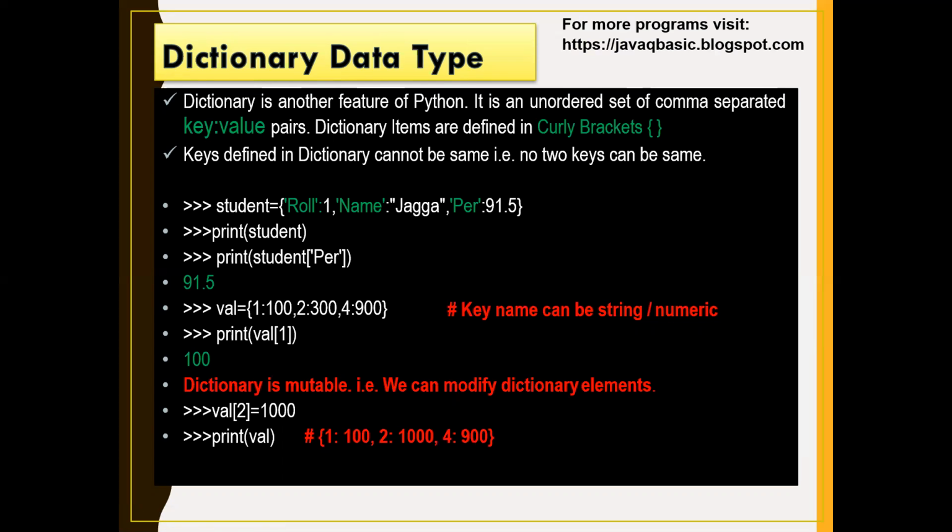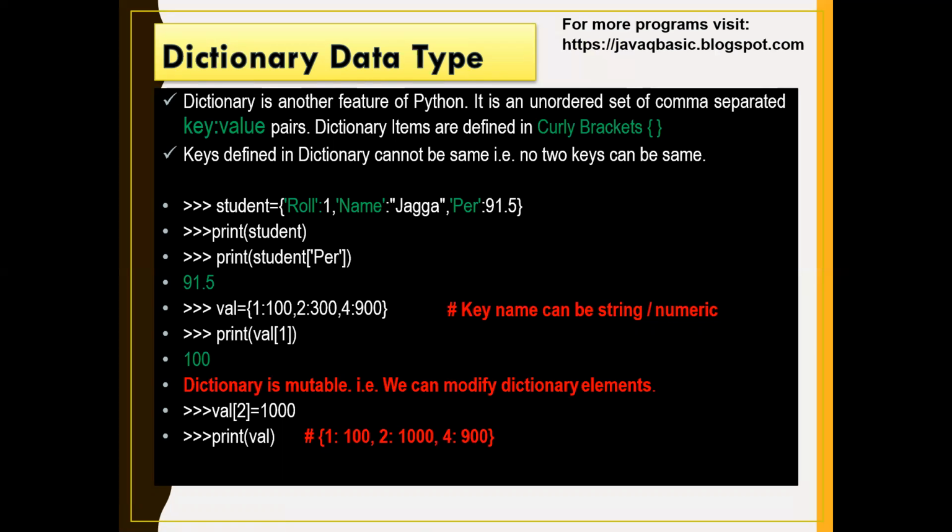Here you can see the example, student is equal to roll. Roll is a key and one is the value. Name here is the key and Zaka is the value. Percentage is the key and 91.5 is the value. So print student, and in the square brackets I have written percentage, the key, so now the value of percentage will be printed, so 91.5.